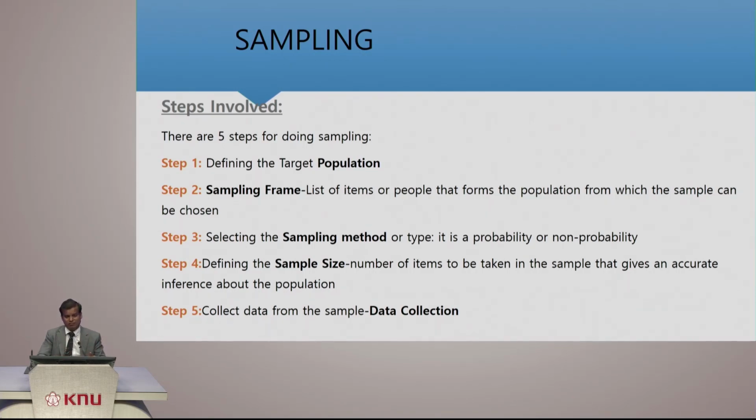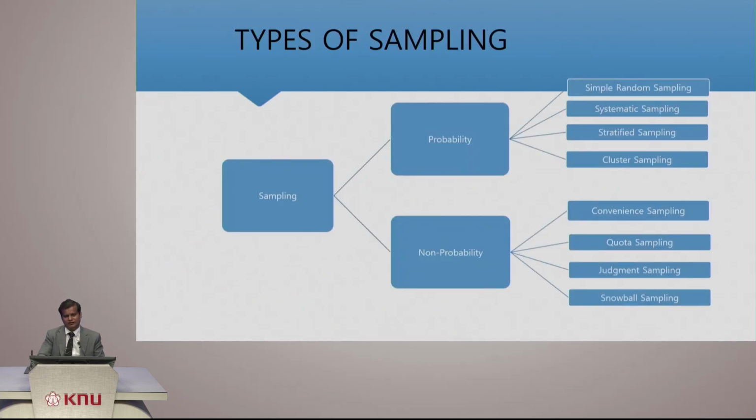When it comes to sampling, how do you choose the sample population? There are different types. You can use a probability method or a non-probability method. In probability methods, you have simple random sampling, systematic sampling, stratified sampling, and cluster sampling. For non-probability, there are convenience sampling, quota sampling, judgment sampling, and snowball sampling. And remember, these are not all the types. People still have other types.